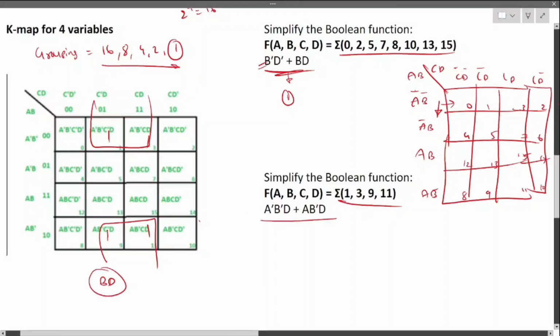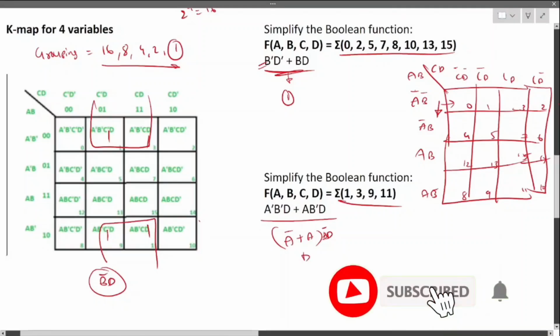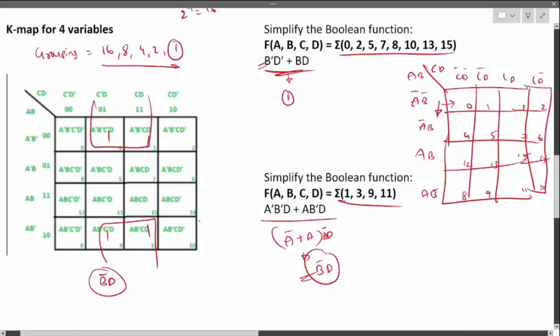Let us simplify this. Here D is common, B bar also common. Okay, here we missed the B bar, see, and take A as common, like A bar and A. This is the 1, and we are left with B D. See, this is the answer we get after simplification. So this is how we get the simplified answer using the KMap.